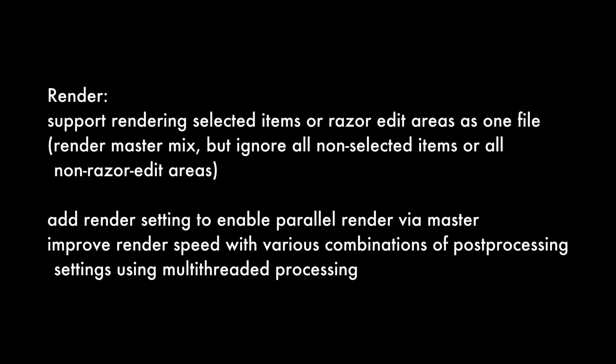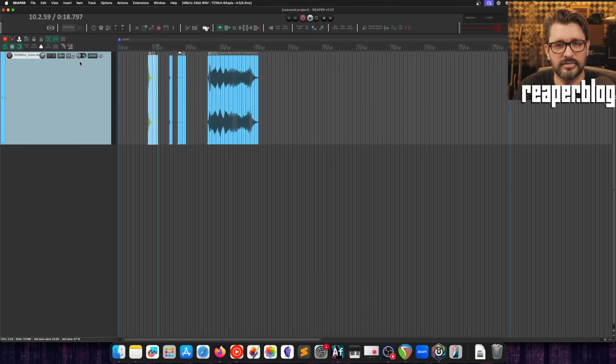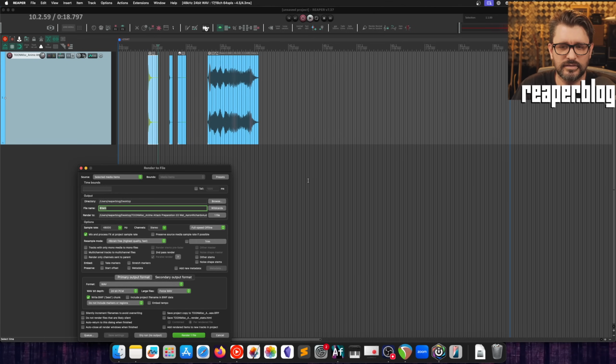Render. Support rendering selected items or razor edit areas as one file. Add render setting to enable parallel render via master. Improve render speed with various combinations of post-processing settings using multi-threaded processing. After canceling incomplete render, prompt the user to save or delete the partial rendered output files. Add preference to suppress prompt to save delete incomplete rendered files. Add preference to enable actions to open statistics for most recent render after the render window has been closed. That's only about a third of what's new for the render window. So let's look at that.